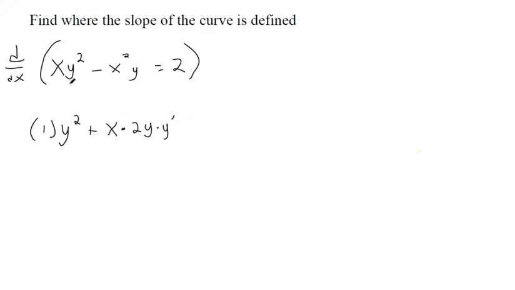We don't know what y is as a function of x, and when we take the derivative of y with respect to x, we don't know what that is either, but we can symbolize it with y prime. So remember, the chain rule happens here. That's the implicit differentiation stuff.